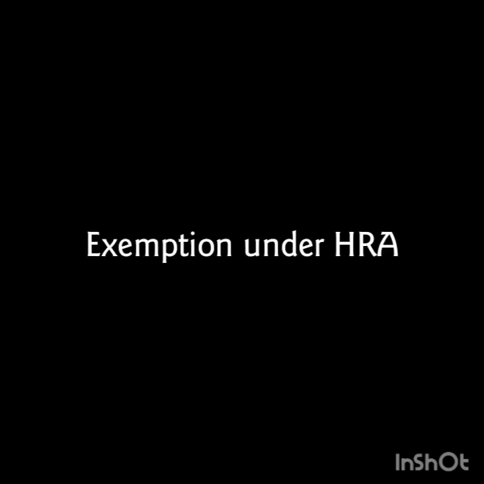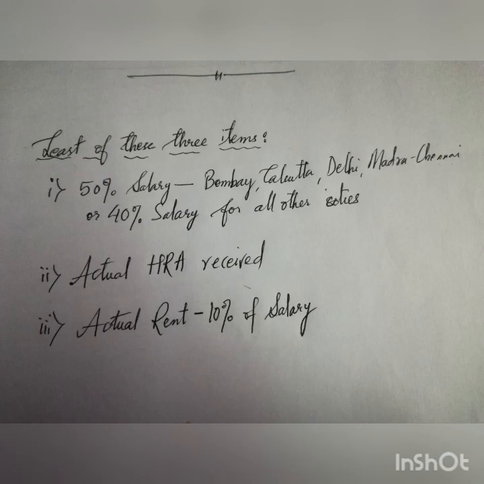Exemptions under HRA. When it comes to exemption, three things you have to remember, and the smallest of these three amounts will be taken as the exemption. So the first one is 50% or 40% of the salary. If it's Bombay, Kolkata, Delhi, Madras, it's 50%. If they have mentioned some other cities apart from Bombay, Kolkata, Delhi, Madras, then you can take 40% of salary as one. And number two will be the actual HRA received. And number three will be actual rent minus 10% of salary. Okay, so these three you have to remember.